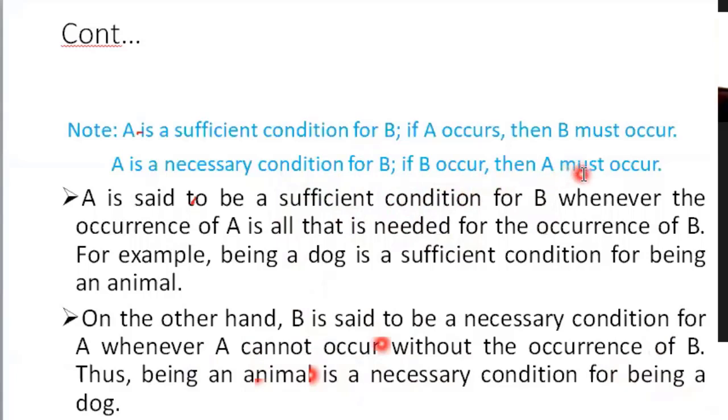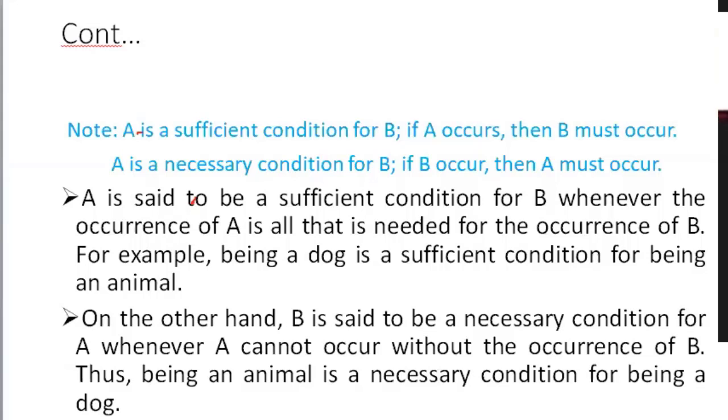Then if dog occurs, animal occurs. Let me give you a simple example. Suppose that there is a box, and there is a dog or cat or other types of animal. In order to say that there is an animal within the box, if a cat or dog exists within that box, we can say that being a cat or being a dog is a necessary condition in order to say that there is an animal.